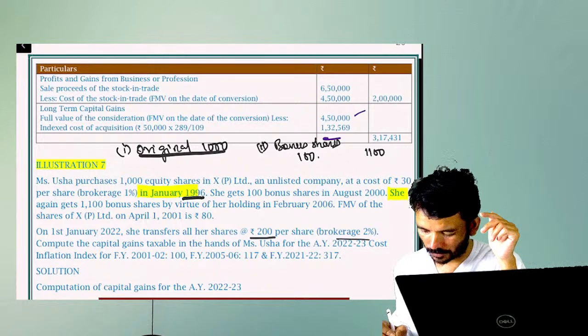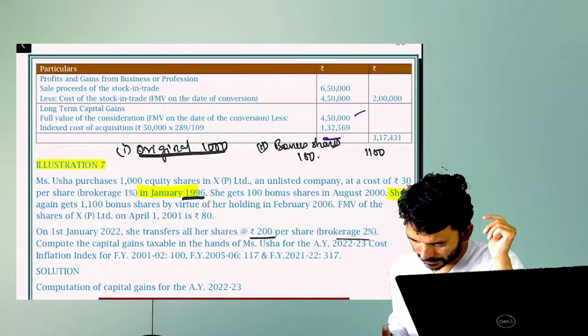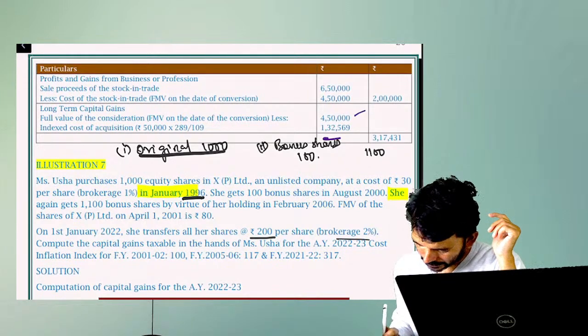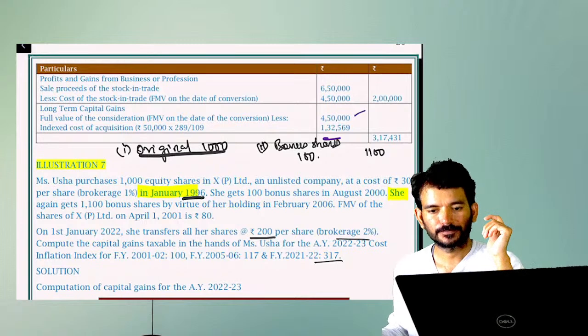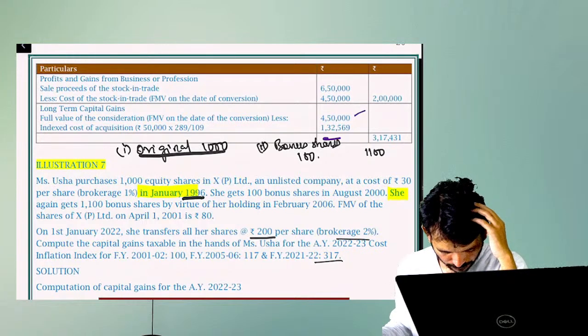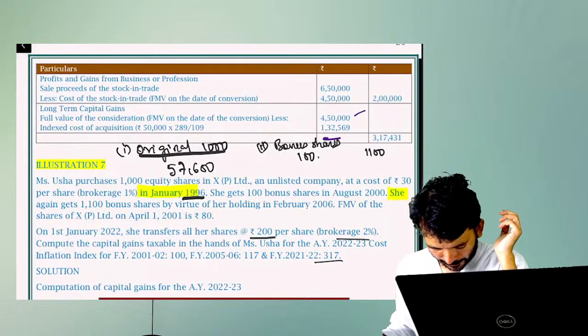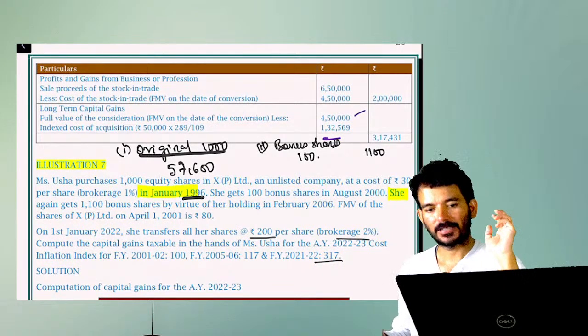So for 1996 you take the base 2000 as a CII, and the current year CII is what? 317. So 317 divided by 100 and multiplication. So answer is 57,600. Check this one. This is 57,600. Nobody is bothered to answer. This is discouraging for me.